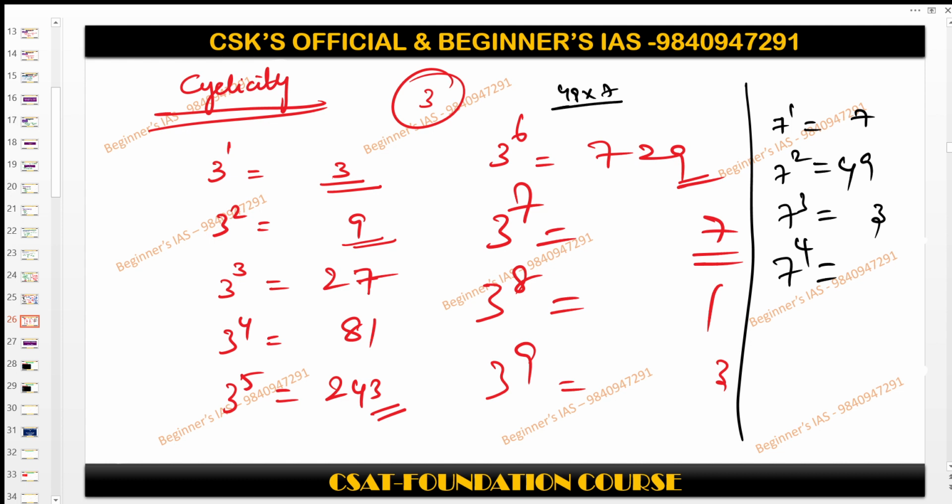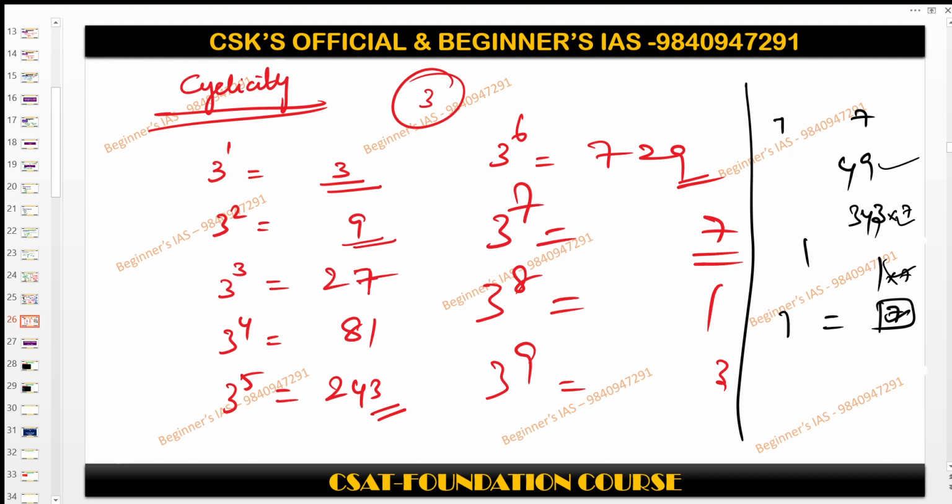First of all, 49 into 7, find the unit digit out. It is 1. For 7 power 4, the unit place is 1. Understood? Yes, sir. Now 7 power 5, multiply by 7 again. It repeats: 7, 9, 3, 1, a fourth cycle, isn't it? So you have understood now that 2, 3, 7 follow the same cycle.